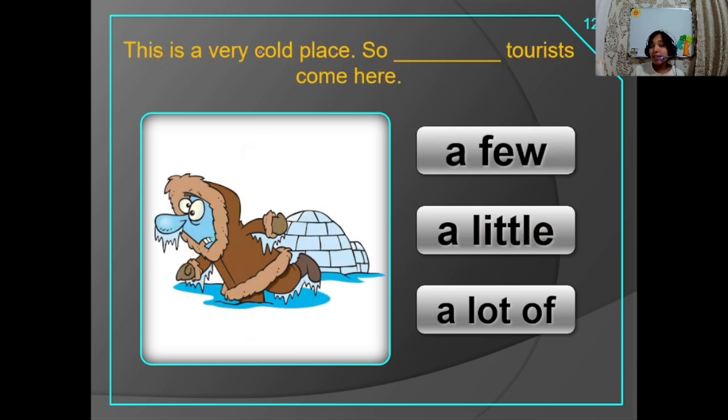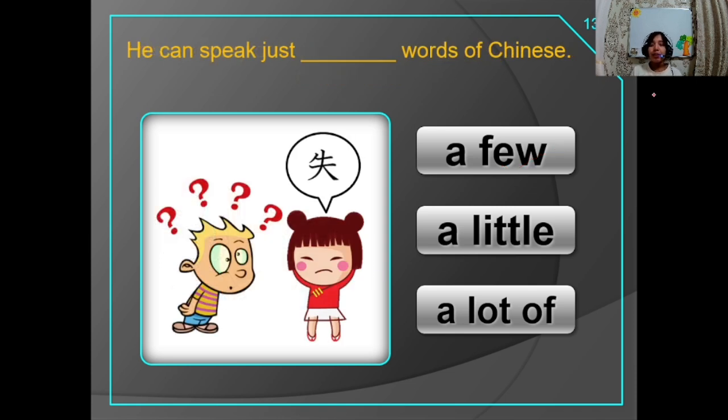Or this is a very cold place, so a few tourists come here, a little tourists come here, a lot of tourists. That's a few tourists come here, yes? Or he can speak just a lot of words, a few words, a little words. This is a few words.